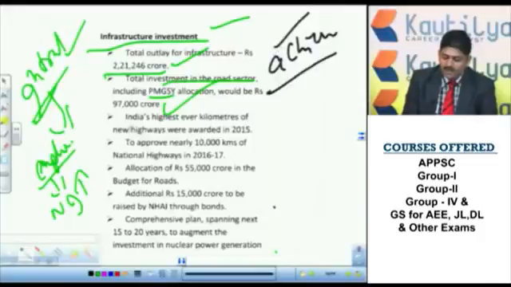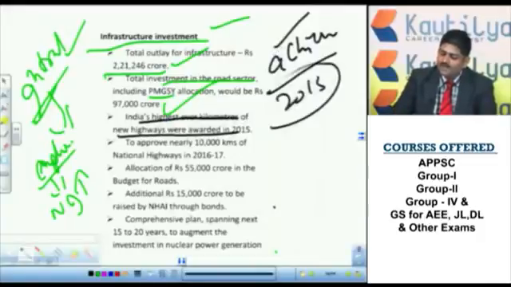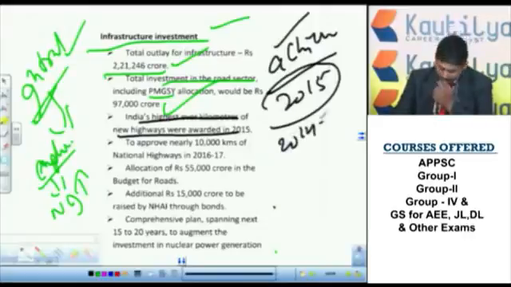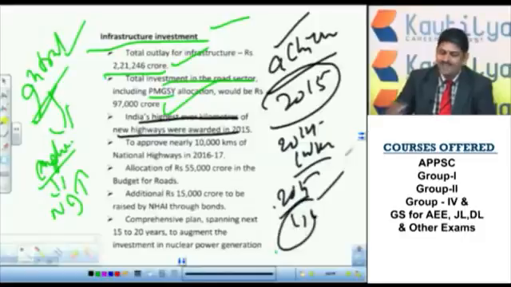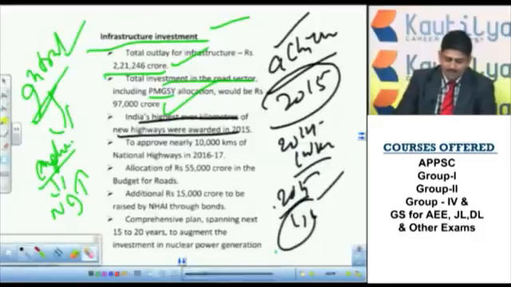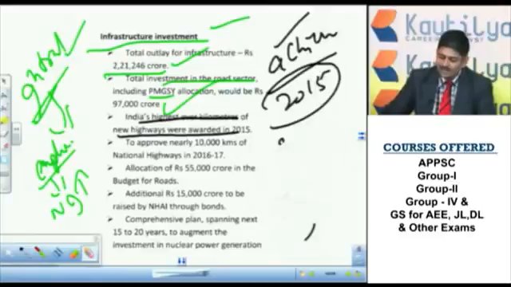Now, India's highest ever kilometers of new highways awarded in 2015. What does it actually mean? Suppose in 2014, if the target was 100 kilometers, that means laying 100 kilometers length of the road. In 2015, if it is 150, this is the highest ever. Actually, I'm giving these hypothetical figures, but these are not the real figures.